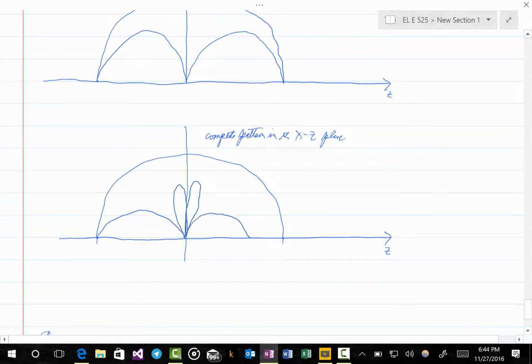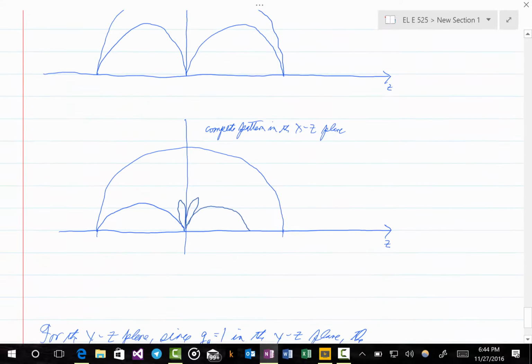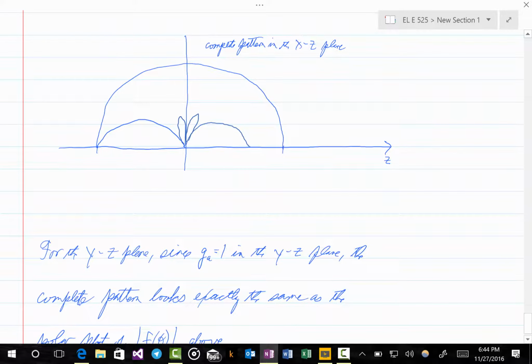So probably I think that we should make note of this. Even though these graphs are sort of rough graphs, we can make this a bit more accurate in the following way by making these two lobes a bit smaller. And that's a bit more realistic picture for the complete pattern of this array.